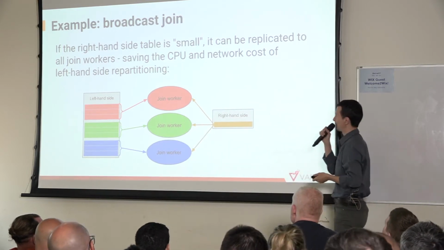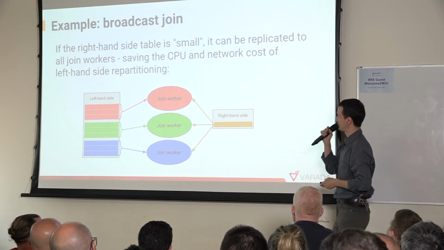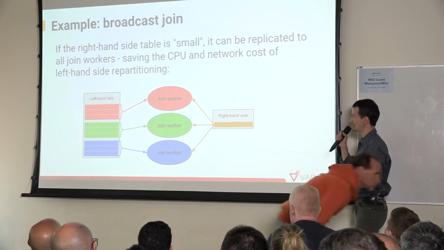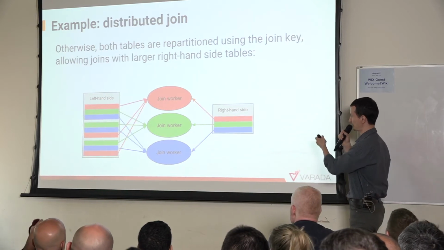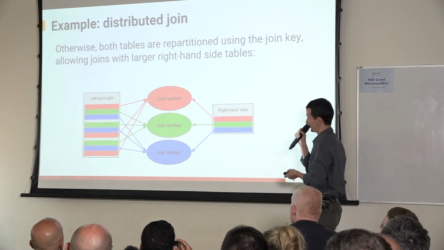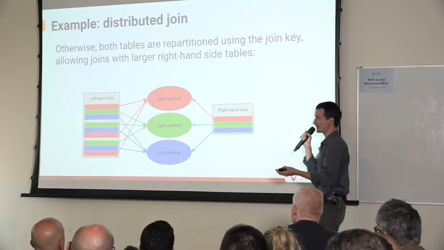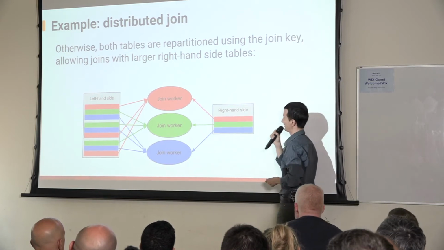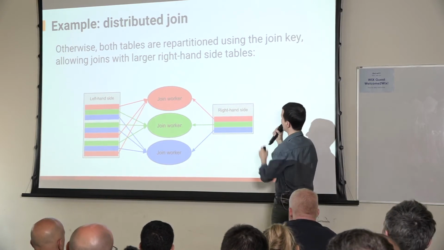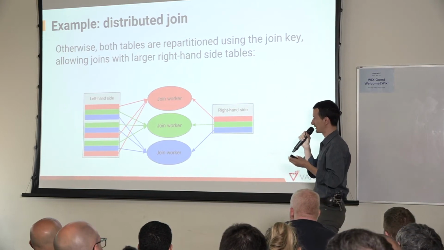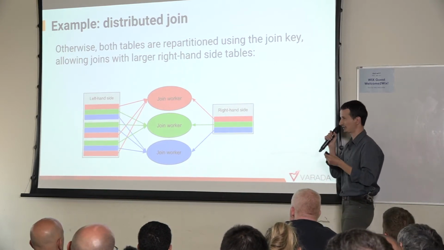So you don't have the CPU cost and the networking cost, which happen when you do a distributed join. On the other hand, of course, if your right-hand side is too large to fit in one node's memory, you need to do the distributed join, and then you can do joins on much larger tables.